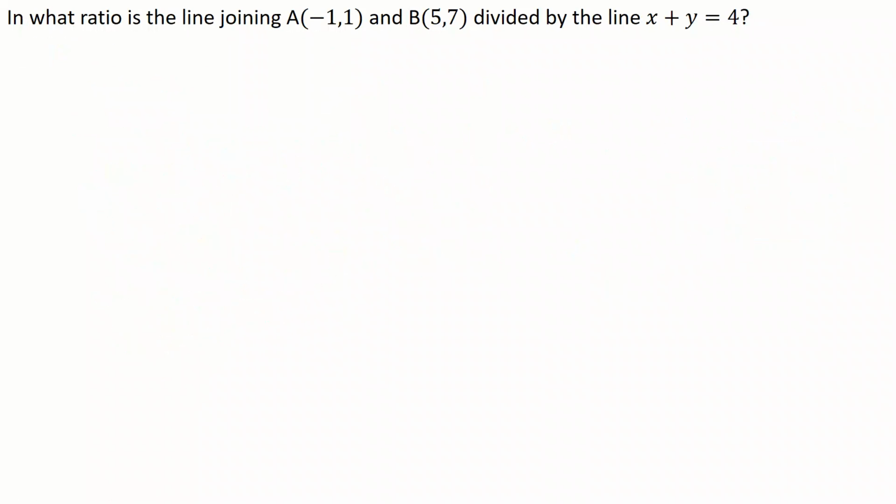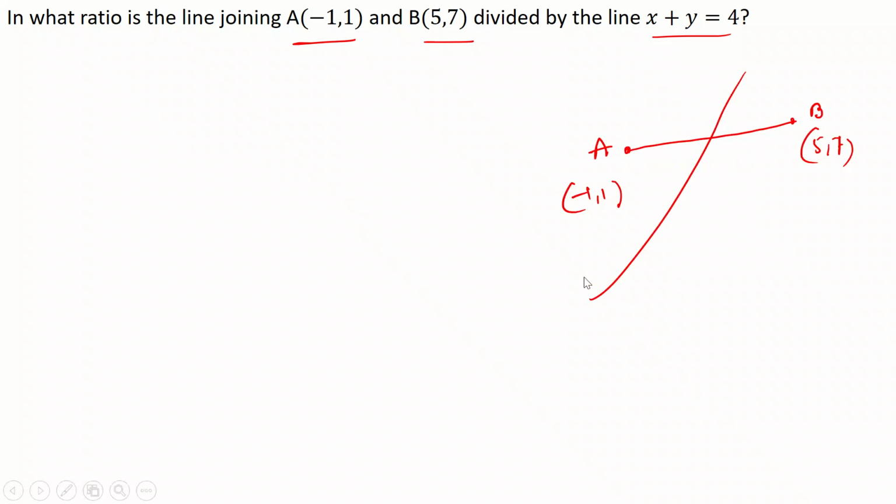Okay, now one more question. In what ratio is the line joining this and this divided by the line this? Okay, so let me make you understand the question first. There is a point A and a point B. This point is minus 1 comma 1 and this point is 5 comma 7. Now they are joined. So the question says, in what ratio is this line segment divided by this line, x plus y equal to 4? Assume that it goes something like this. So this is the line x plus y is equal to 4. Now we have to find out in what ratio this line is cutting AB.